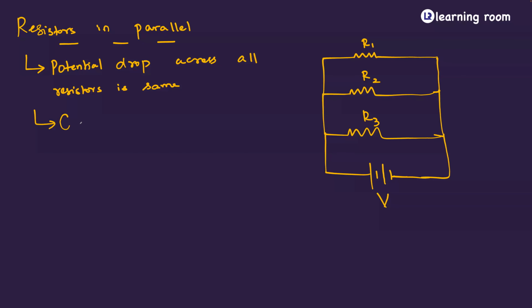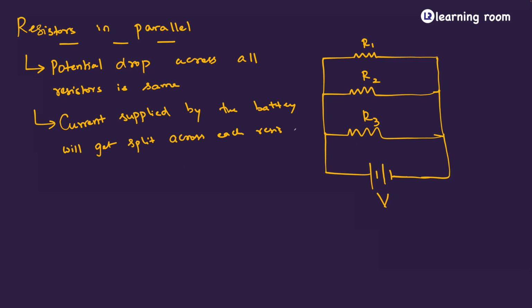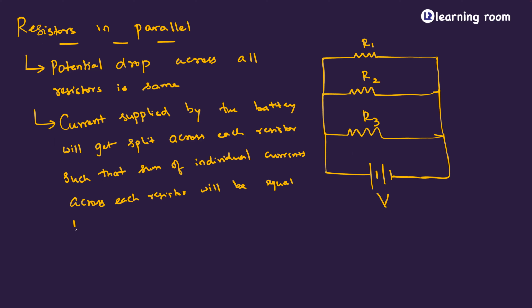And secondly, the current supplied by the battery will get split across each resistor such that the sum of the individual currents across each resistor will be equal to the total current supplied, right? So these two are the known facts, right?